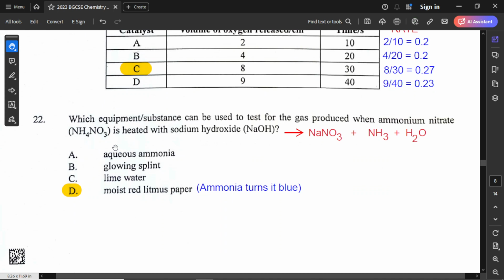Question number 22 asks which equipment or substance can be used to test for the gas produced when ammonium nitrate, NH4NO3, is heated with sodium hydroxide. Just to give you the products, what you get here is sodium nitrate, ammonia, and also water. We're looking for the gas produced, which is ammonia, and ammonia can be tested with red litmus paper, and it will turn it blue.